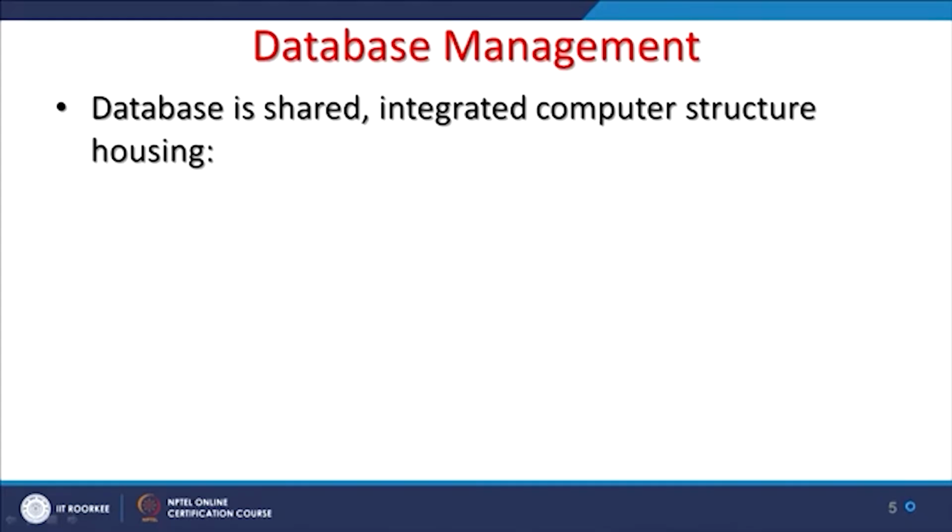So basically, what we do in database management is that a database is a shared, integrated computer structure which houses the end user data, which also includes metadata, that is the data about the data. That means the information about the data is called metadata.